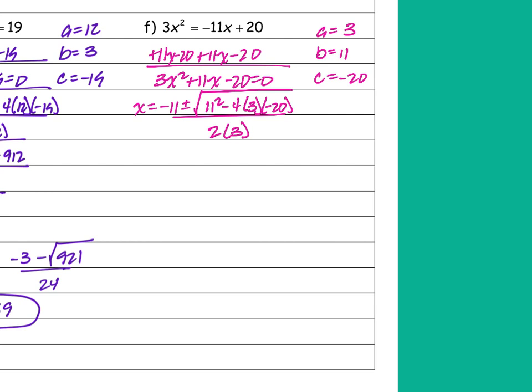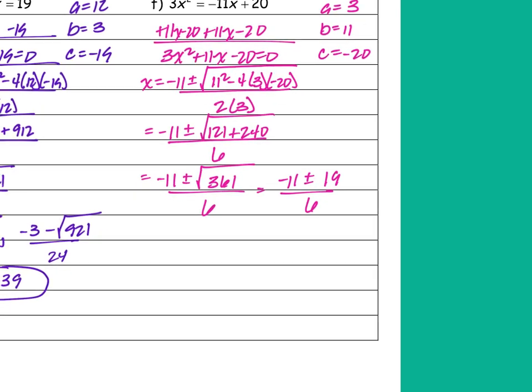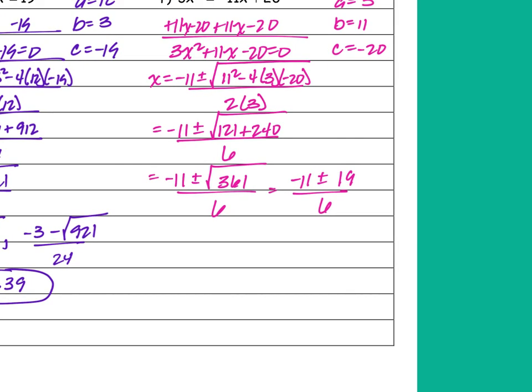Okay, which is negative 11 plus or minus the square root of 121, 11 squared, and then 4 times 3 times 20, negative 4 times negative 20 is a positive, so positive 240 all divided by 6 equals negative 11 plus or minus the square root of 361 divided by 6, which equals negative 11 plus or minus 19 divided by 6.